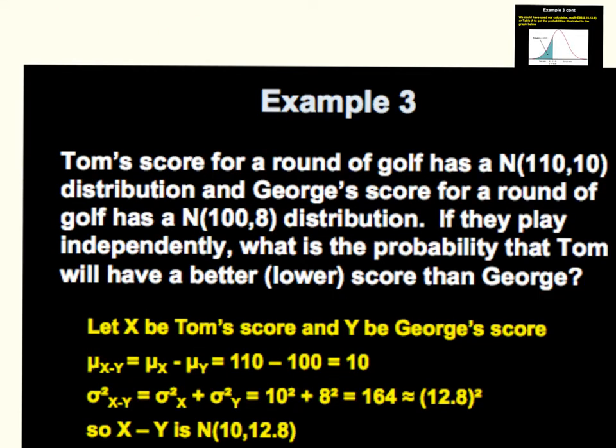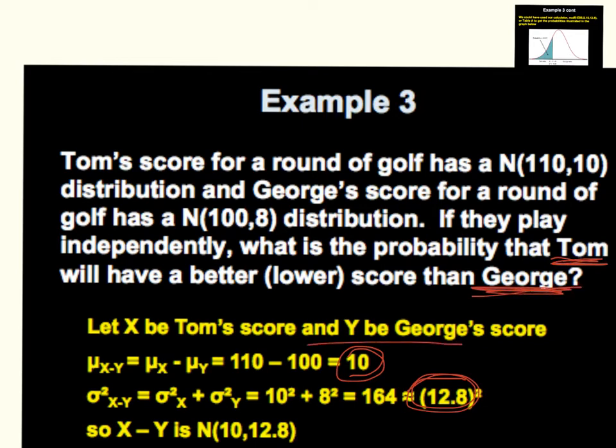Here they are typed out for us. So we do indeed have our mean of 10, and now our variance was 164, so our standard deviation is 12.8. So now what to do with this? We've got a mean of 10, 12.8. We have to find where Tom will have a lower score than George.